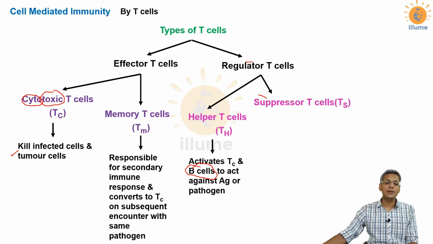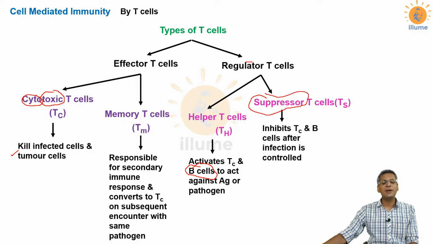Now if I talk about suppressor T cells, what does suppressor mean? Suppressor means to reduce, to suppress. That means suppressor T cells suppress your immunity by inhibiting TC and B. That means they inhibit both B cells as well as T cells.